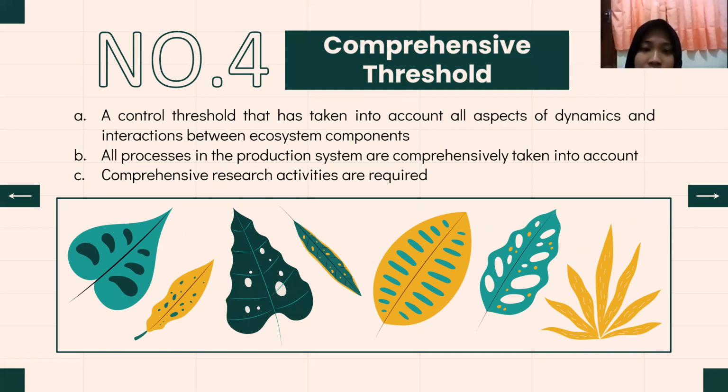Number 4, comprehensive threshold. The important thing about this threshold is, first, this is a control threshold that has taken into account all aspects of dynamics and interaction between ecosystem components, including weather factor. The physiological process of plant growth from the vegetative phase to the generative phase continues to be followed and taken into account in determining the economic injury level value.